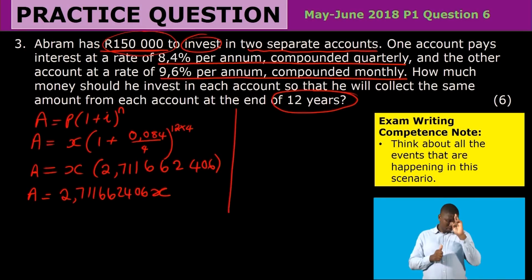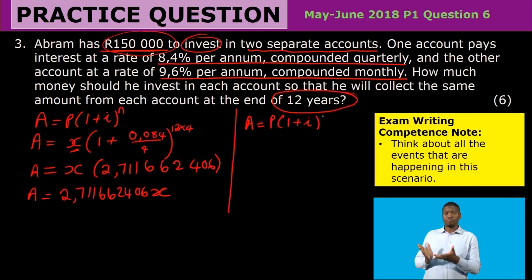What about the second account? Well, if Abram took out X amount of money, the second account will get the rest. And how would we calculate the rest? That, of course, would be the 150,000. So we're going to use the same formula. But for this case, our P is going to be, let's rather write the formula first. Our P is going to be the 150,000 minus the amount that was subtracted for the first account.